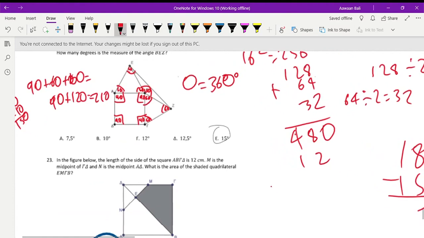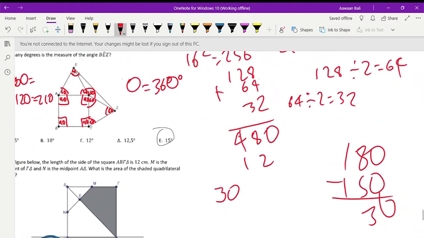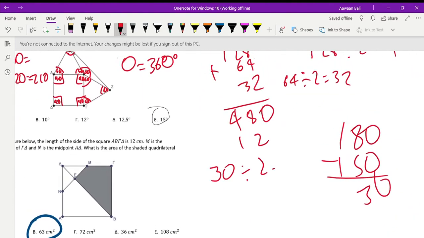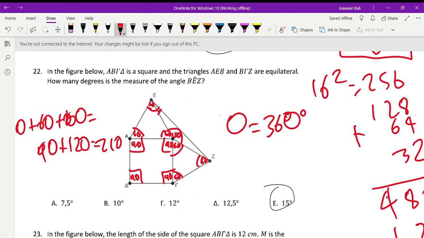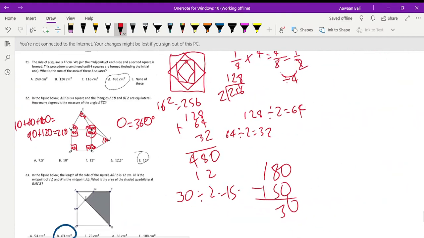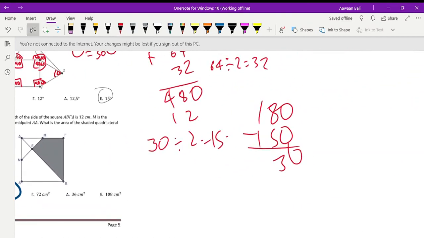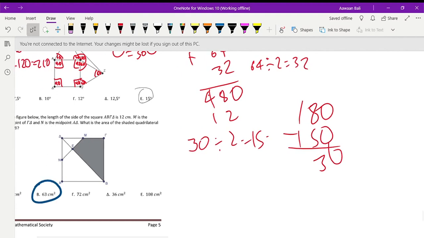And then since it's an isosceles triangle, both angles would be equal, so 30 divided by 2 is 15. So that means both angles are 15, including the angle we're finding. The answer is eta, 15. The reason I did 180 minus 150 is that 180 is the sum of angles, and we have 150, so we have to find the sum of the remaining angles, then divide by 2 to find the equal angles.